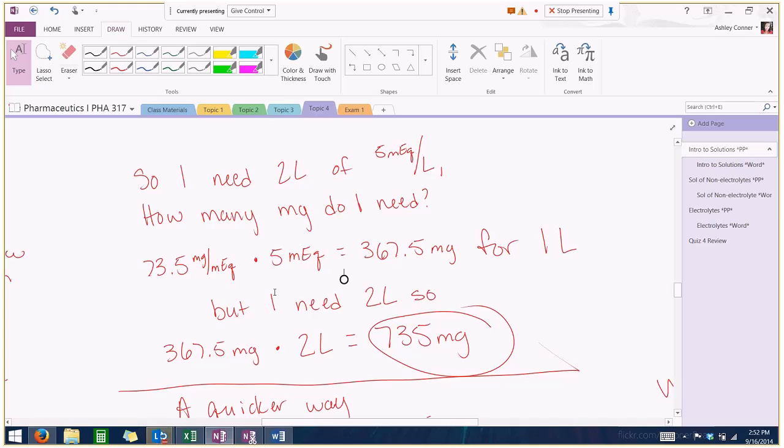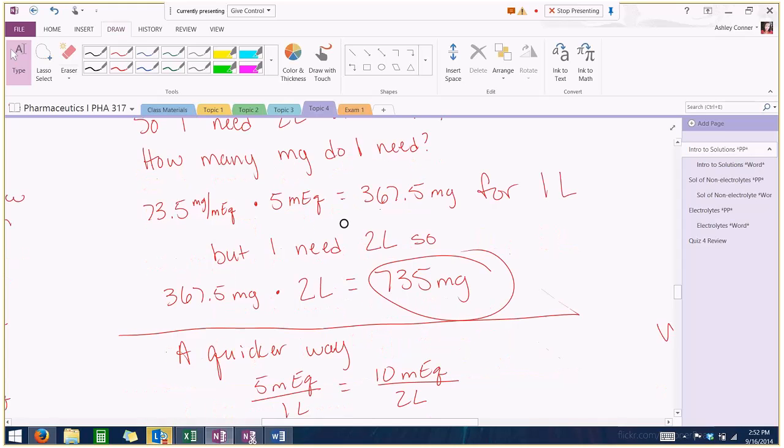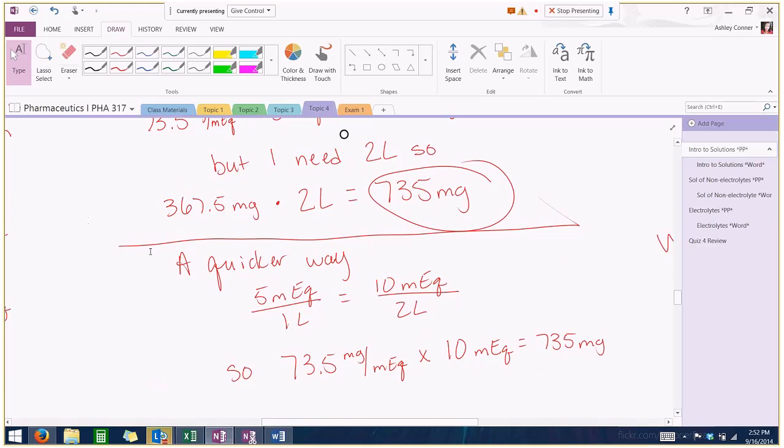He made this all one step when he did it, and I kind of separated it out so people could understand why we're multiplying what by what. The way I learned how to do it, and I think it's a little bit quicker, is I just do a conversion. I know that I need 2 liters, and if there's 5 milliequivalents in 1 liter, then I know there's 10 milliequivalents in 2 liters. So then I just take my 73.5 milligrams per milliequivalent and I multiply by 10 and I get the same answer.